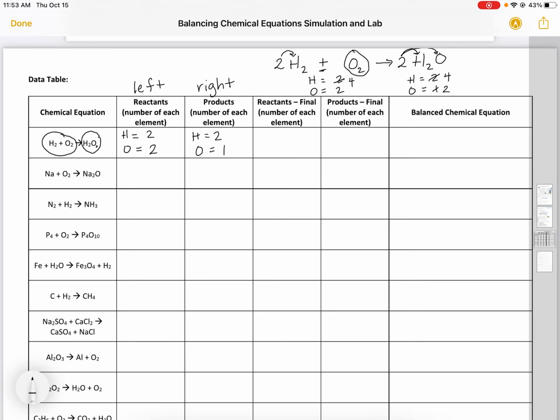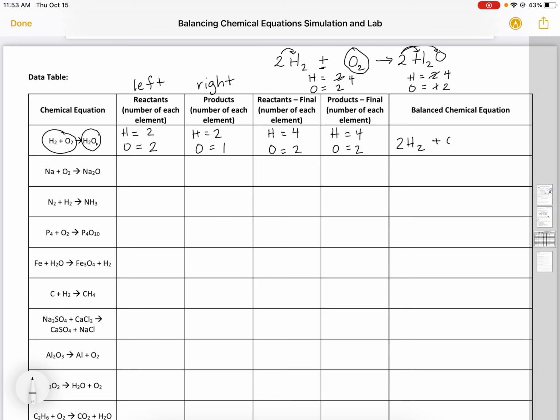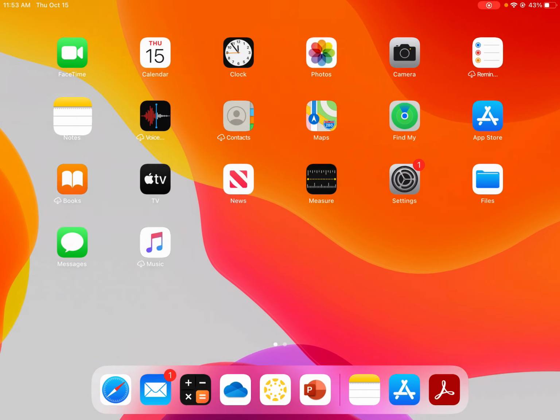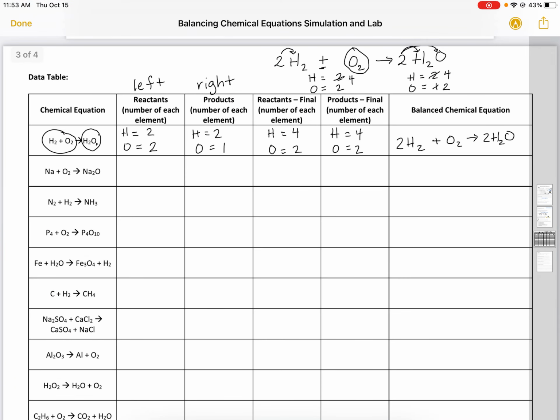So we're done. Now we're going to copy down our final reactants, how much we have of each one. We have 4 hydrogens and 2 oxygens, and here we have 4 hydrogens and 2 oxygens. So now we are balanced because we have 4 hydrogens on each side and 2 oxygens on each side. So we'll copy down our balanced chemical equation: 2H2 plus O2 gives us 2H2O. That's my proof that I have balanced that chemical equation.